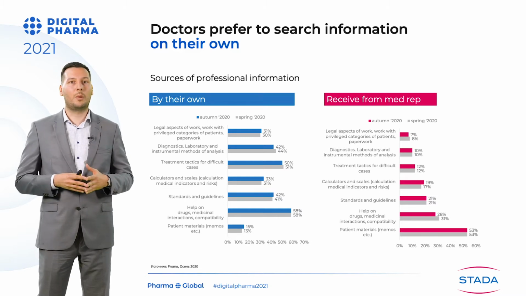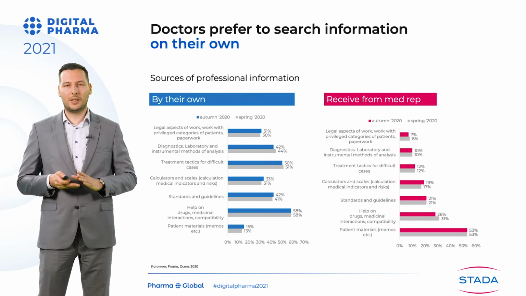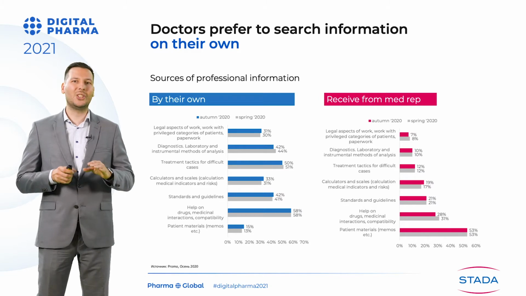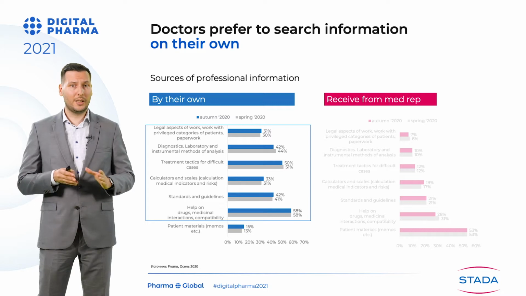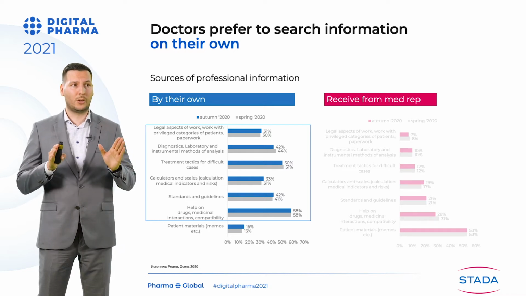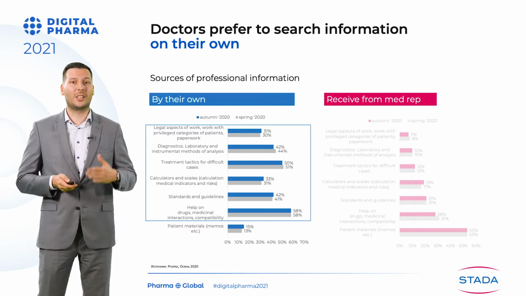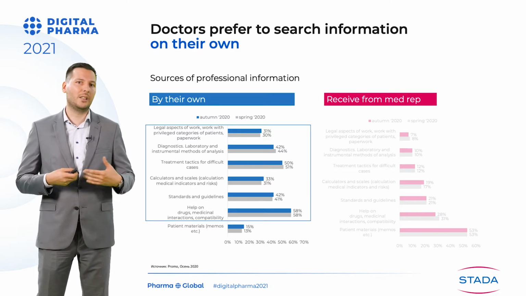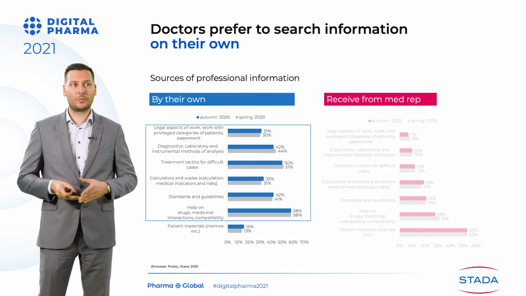So where do the doctors search for information in digital? What information are they looking for? You can see that the influence of the medical representative on receiving information is not minimal, but actually most of the information is being found by the doctors on their own. If we take a look at the left of this slide, we will see general information and information about various treatments and various medical drugs. This information is more like self-education, something that doctors do outside their work.